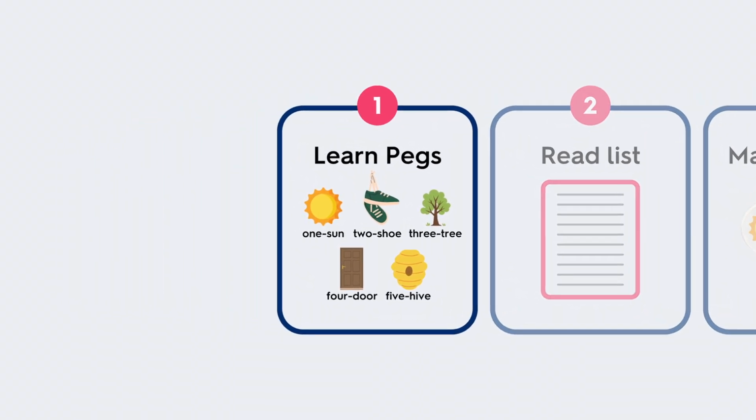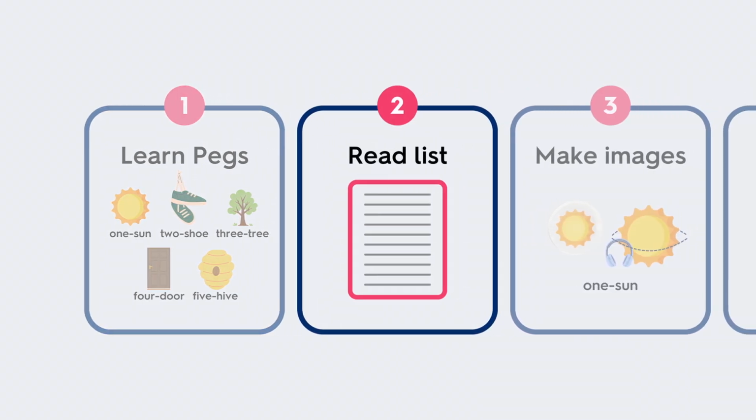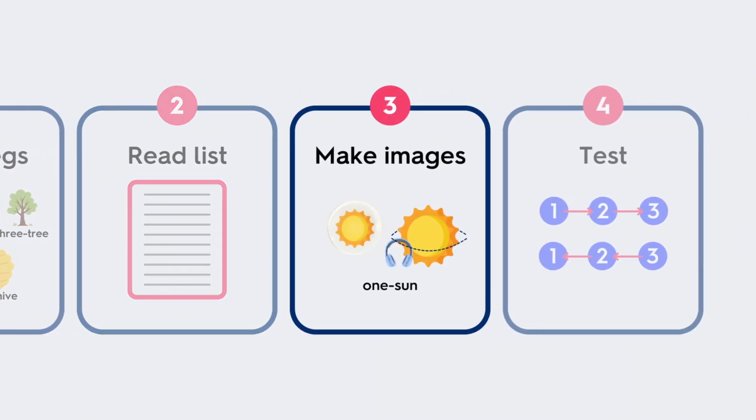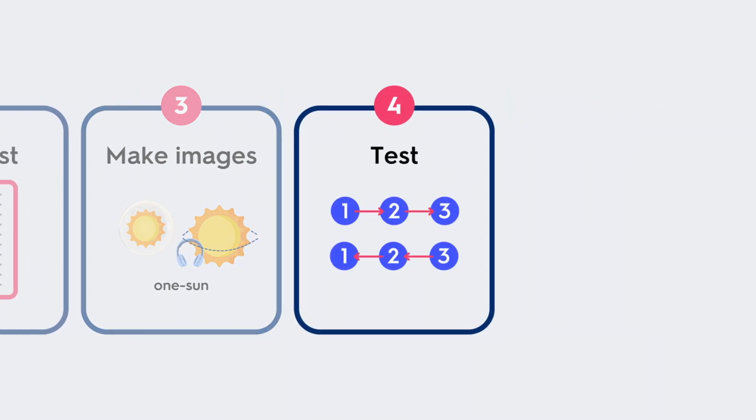Here is the step-by-step routine. First, choose or learn a set of pegs until they feel automatic. Next, read the list in order. Then, make 1 bold image for each peg. Finally, test yourself forward and backward. If the tree peg reminds you of ribosome, the peg is doing its job.